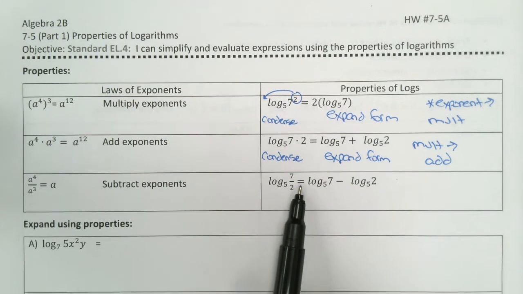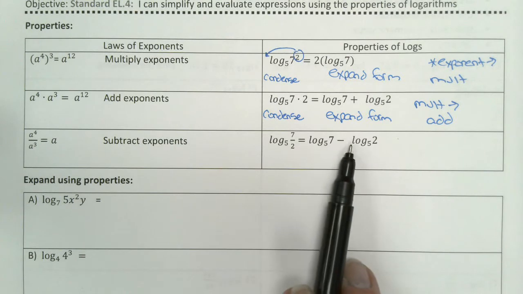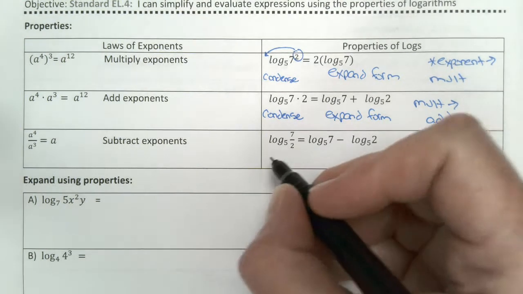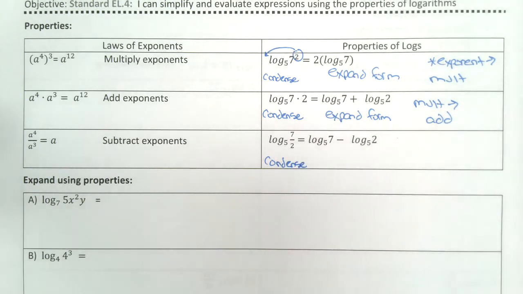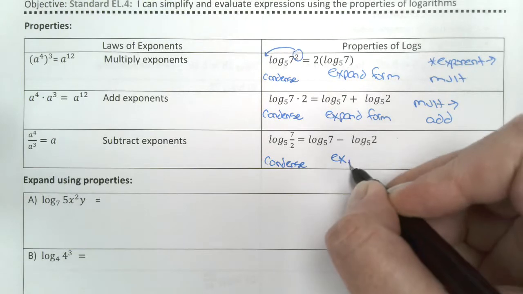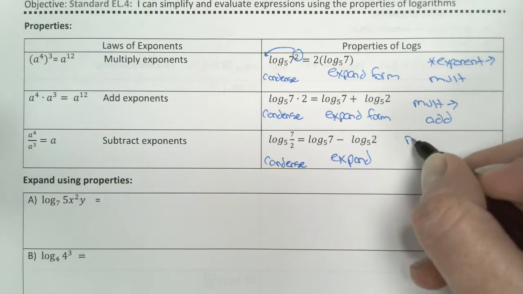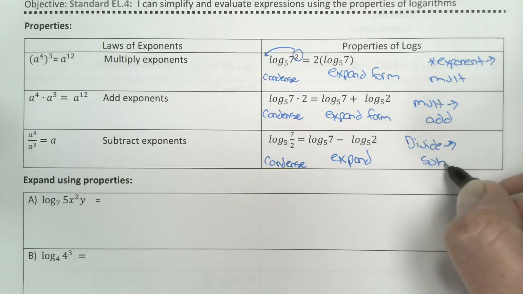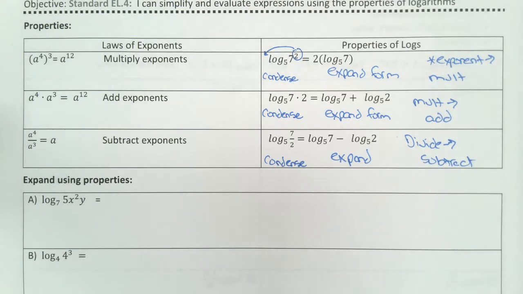And then finally, in exponents, when you divide variables, you subtract the exponents. So similarly, in logarithms, when they're being divided, if we want to expand and break them apart, we subtract them. So this is what it would look like in the condensed form, and this is what it looks like in the expanded form. So you need to know that divide and subtract go together.